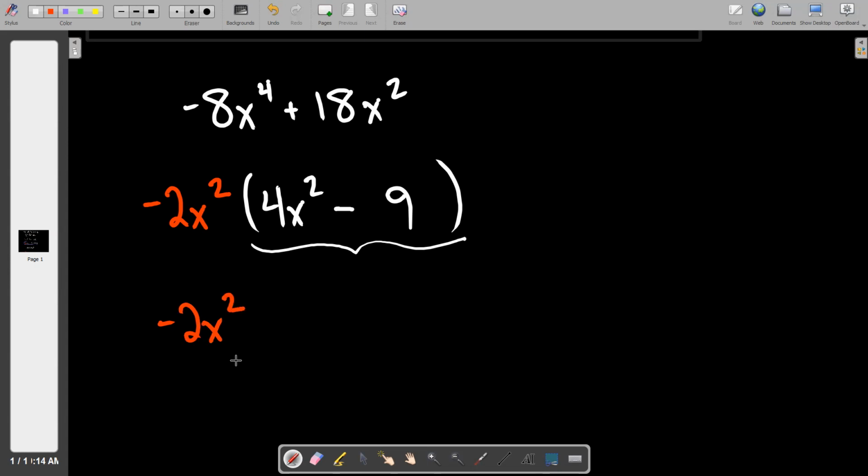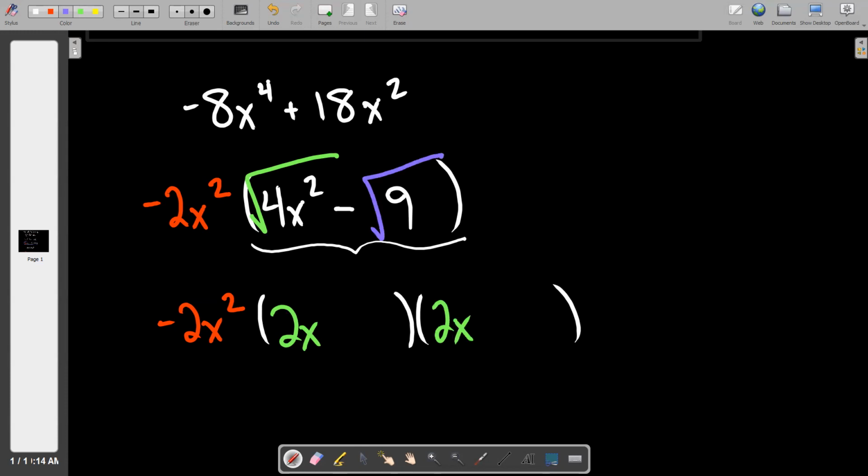GCFs just hang around like a bad cold. You don't get to, no, they're always with you every step of the way. And what will that white thing factor down into? What's the square root of 4x squared? So 2x goes here, 2x goes here. What's the square root of 9? So 3 goes here, and 3 goes here.